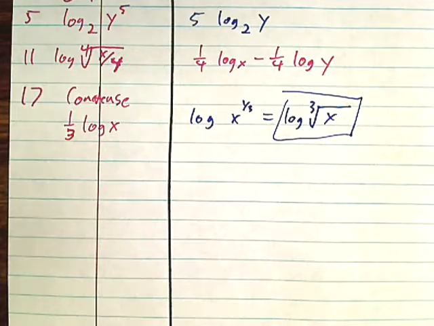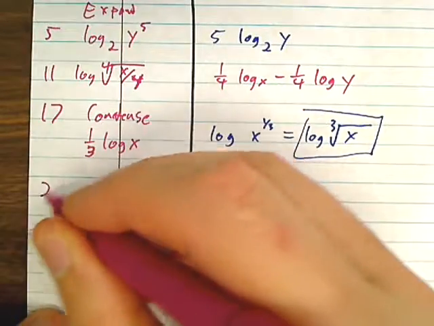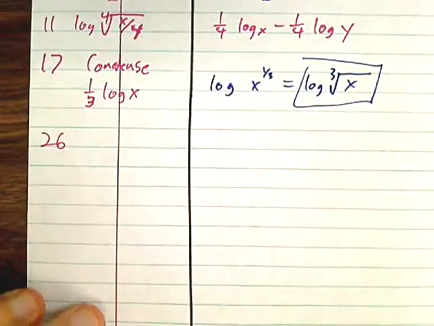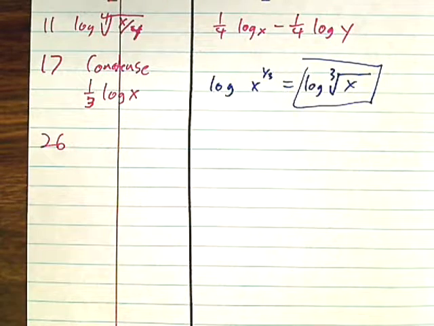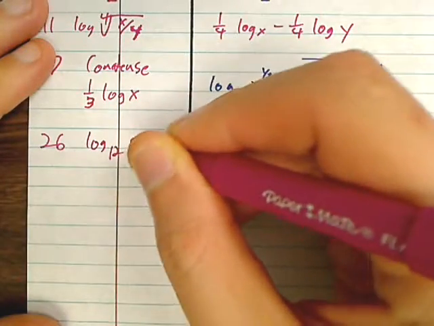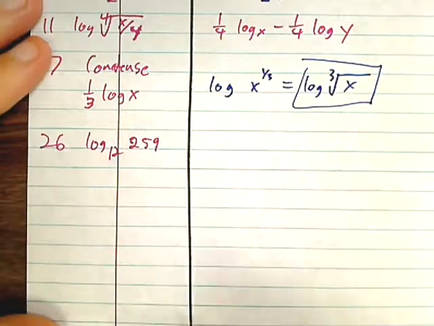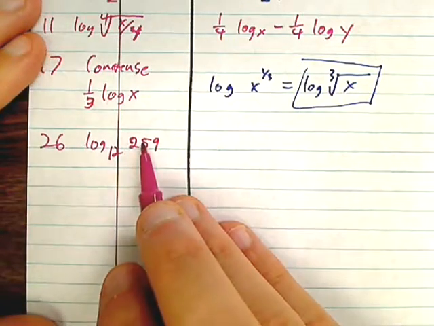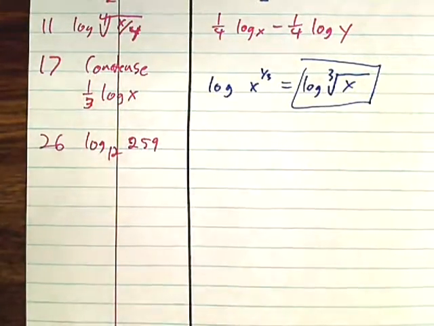All right. Let's look at number 26. Number 26 says log base 12 of 259. I want to know 12 to what power gives me 259. You have a change of base formula over there. You've never used it before, but go ahead and try it. Let me give you a second.